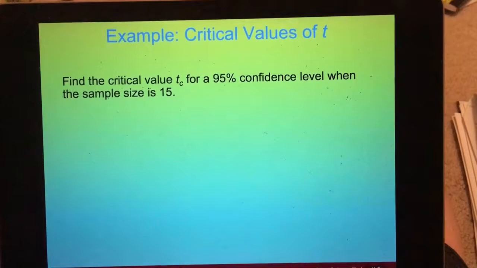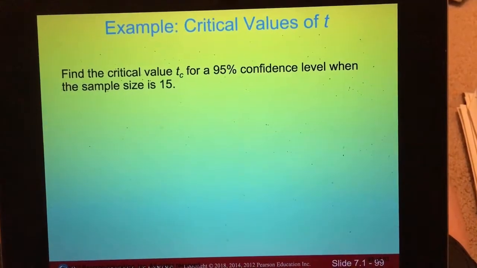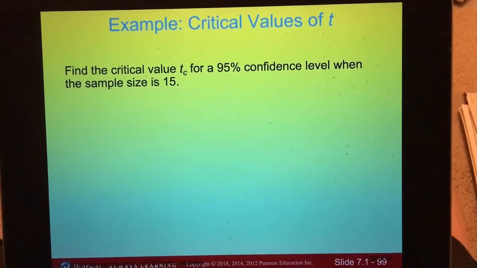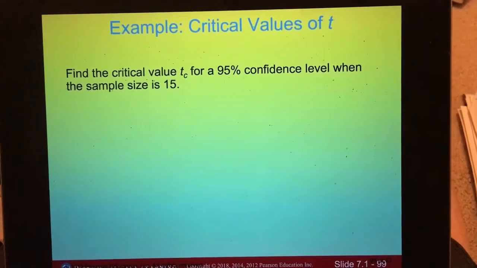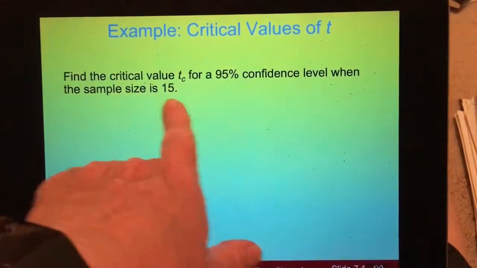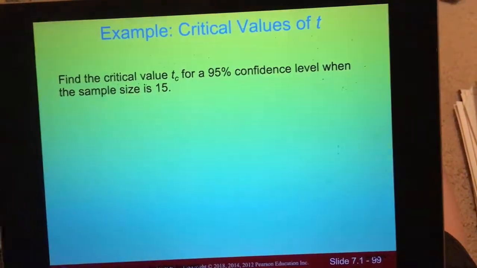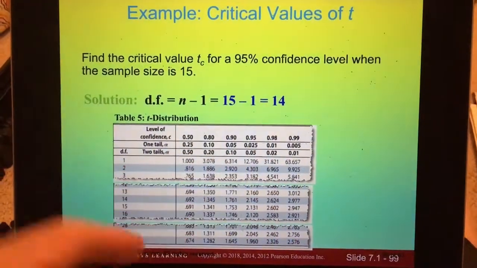So now, how do we use this? Find the critical value t sub c. T sub c is the same thing as t sub alpha over 2 for a 95% confidence level when the sample size is 15. So if the sample size is 15, remember our degrees of freedom is going to be 15 take away 1. So degrees of freedom is 14.